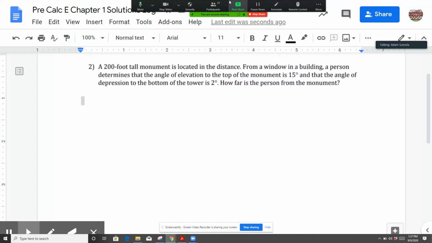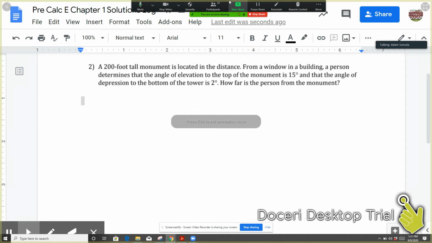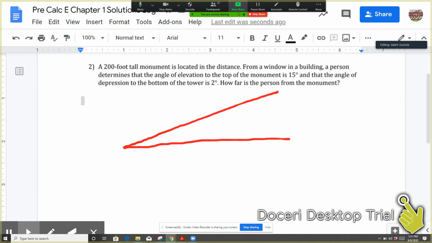So a 200-foot tall monument is located in the distance. From a window in a building, a person determines that the angle of elevation to the top of the monument is 15 degrees. The angle of elevation is always drawn with a horizontal line. So this is the peeping Tom in the window. He's creeping on some monument.